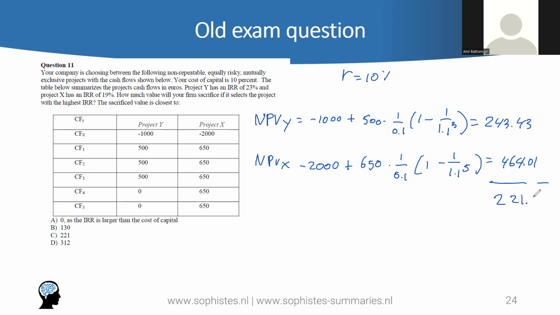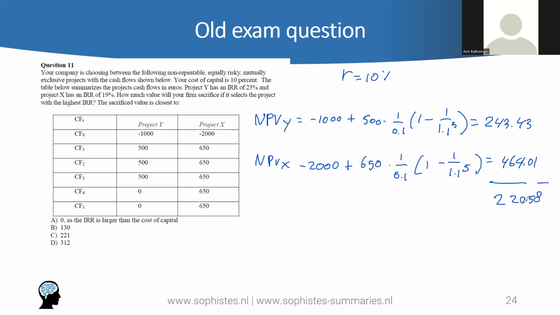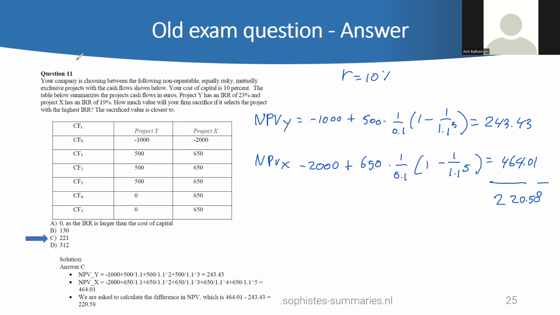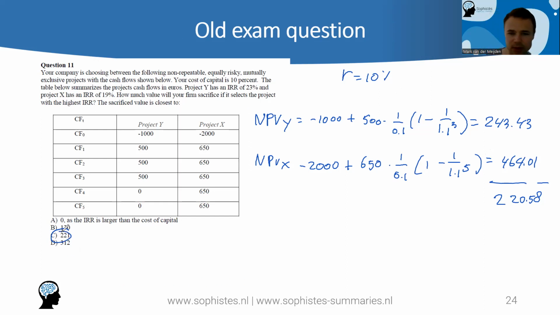220.58. Okay, and it's rounded to 221. That's correct. So you say it's option C, right? And that's correct. I think this one was relatively easy, right? Okay. Are there any questions about this exercise?